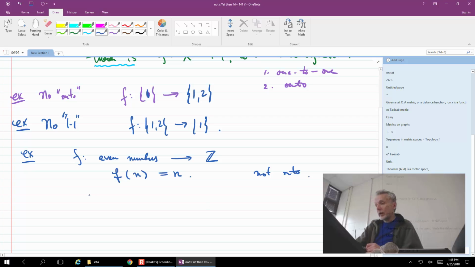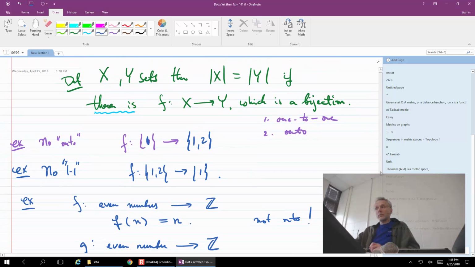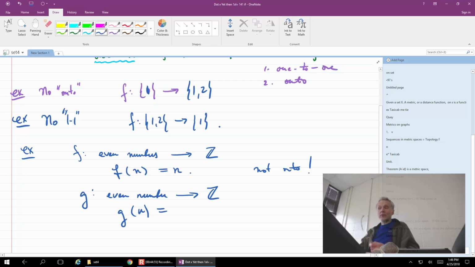So that function is useless. If I want to compare instead, I'd say g from even numbers to Z. If I want to compare the size of the set of even numbers with Z, what do I choose as my function? This one is not onto, so I discard it. You already know that the size of even numbers is pretty much the same as Z, so there must be a bijection between them.